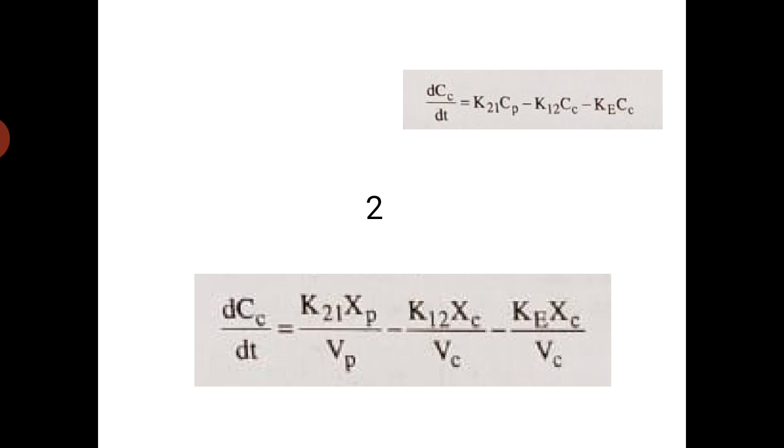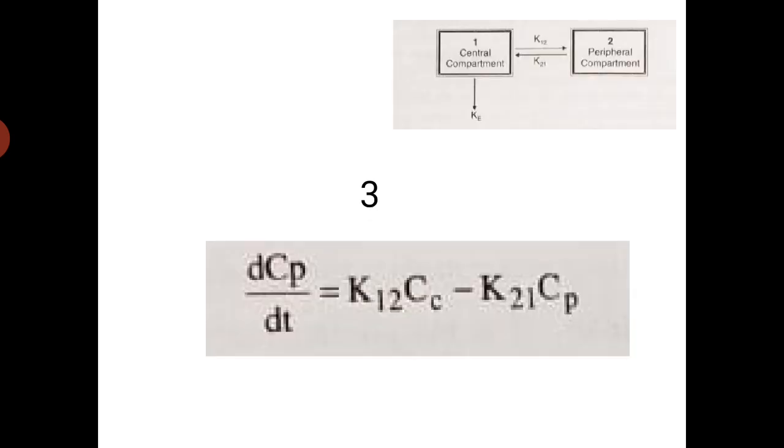So dCC by dt is equal to, in the first equation it was K21CP. CP will be, from C is equal to X by VD, so CP stands for what? Concentration of the plasma. So CP can be rewritten as XP by VP, where XP stands for amount of drug in the peripheral compartment divided by volume of the peripheral compartment. So the equation becomes K21 XP divided by VP minus K12CC. CC can be written as XC divided by VC. So K12 XC divided by VC minus Ke into XC divided by VC. So the first equation is just converted in terms of amount. Okay, keep that in mind.